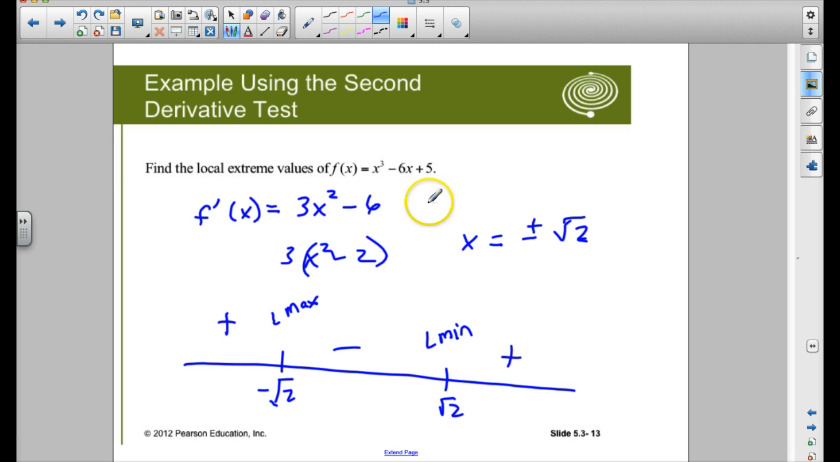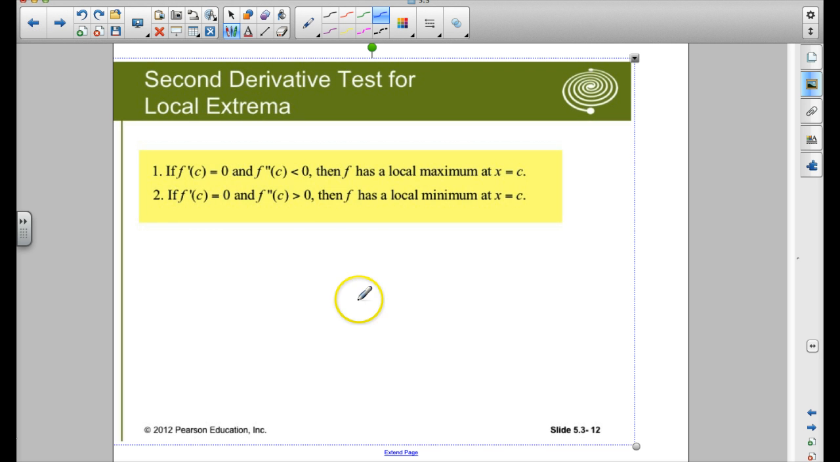Now, what we can also do is take the second derivative of this. We're going to get 6x. If I plug in negative square root of 2, I'm going to get a negative value. If it's a negative value, the rule says it's a local max. Still follows the rule. If I plug in a positive square root of 2, it's going to be a positive value, and a positive value says it's a local min. That's what the second derivative test says. So let's go back to it. It says if I plug it in and get a positive value, it's a local min. If I get a negative value, it's a local max.